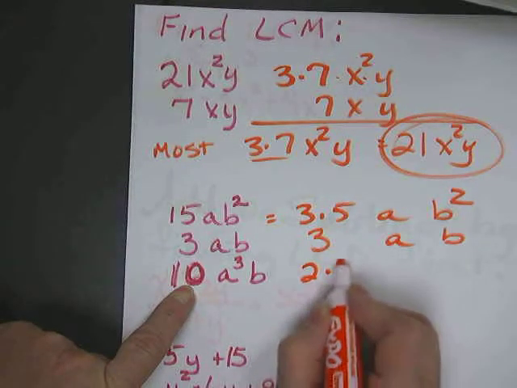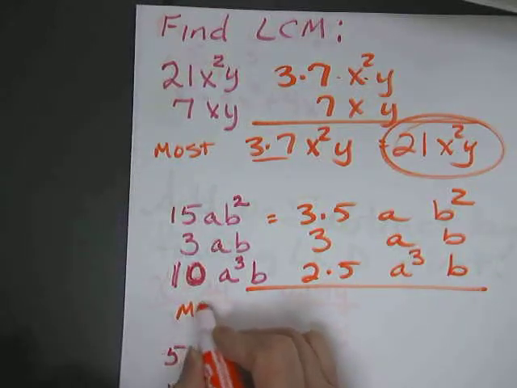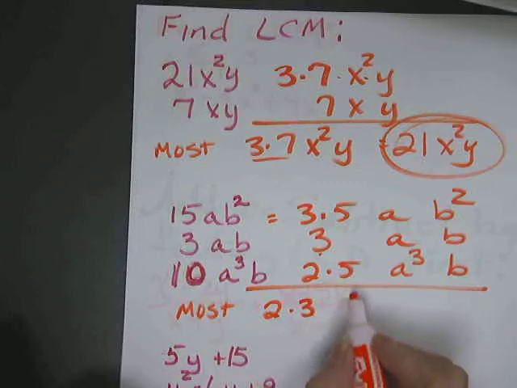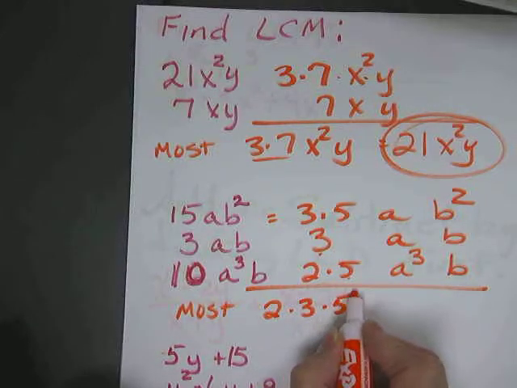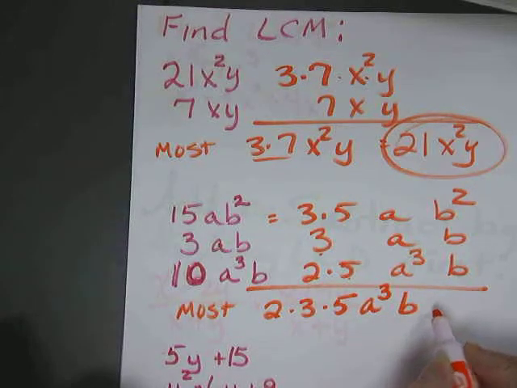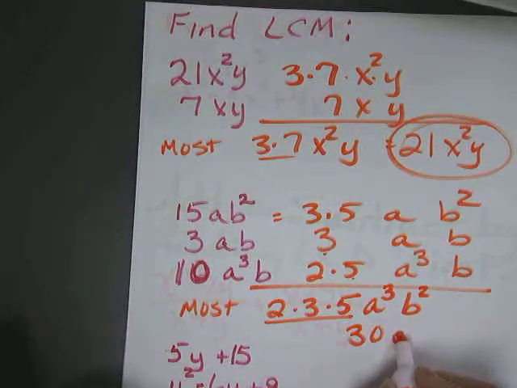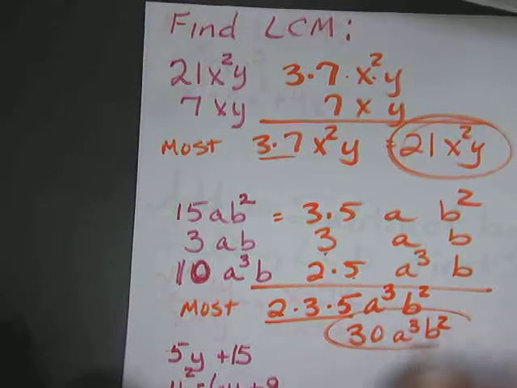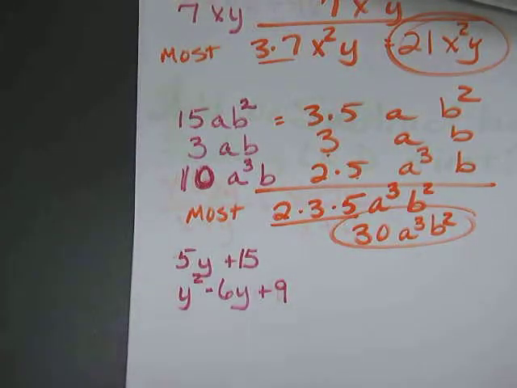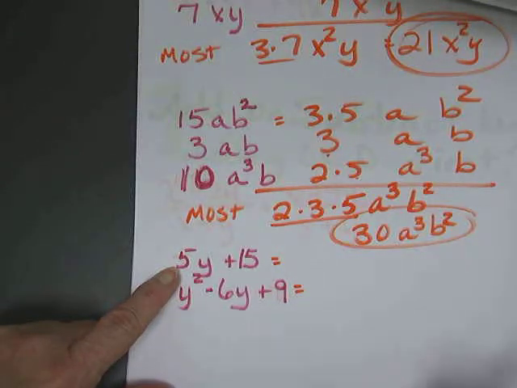Okay, so 15 is 3 times 5, a b squared. This is just 3, a b. And 10 is 2 times 5. The most: a 2, a 3, 1 and 1 is just 1, and a 5, 1 and 1 is just 1. The most a's, 3. The most b's, 2. This is 30 a cubed b squared. There's your least common multiple.